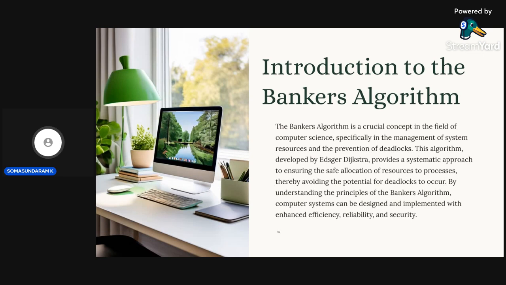Then, introduction to the Banker's algorithm for avoiding deadlocks. The Banker's algorithm is a crucial concept in the field of computer science, specifically in the management of system resources and the prevention of deadlocks. This algorithm, developed by Dijkstra, provides a systematic approach to ensuring the safe allocation of resources to processes, thereby avoiding the potential for deadlocks to occur. By understanding the principles of the Banker's algorithm, computer systems can be designed and implemented with enhanced efficiency, reliability, and security.